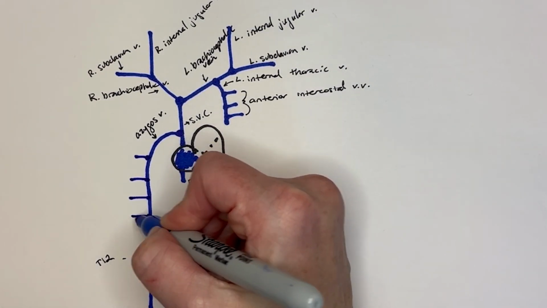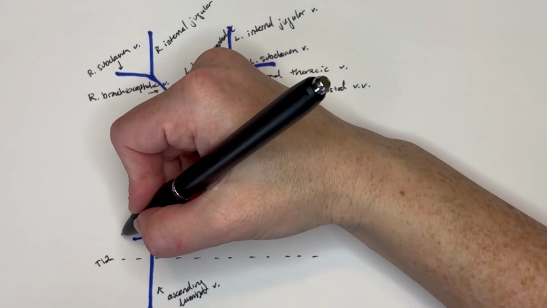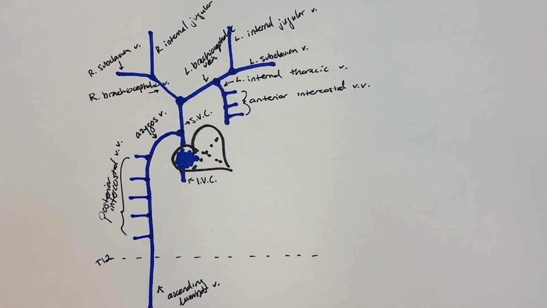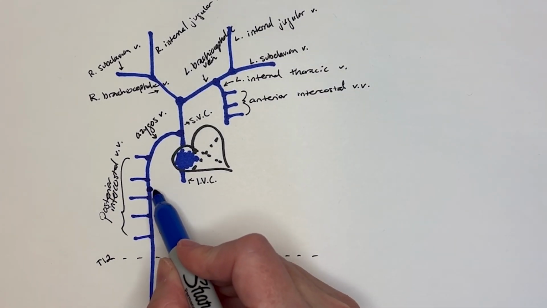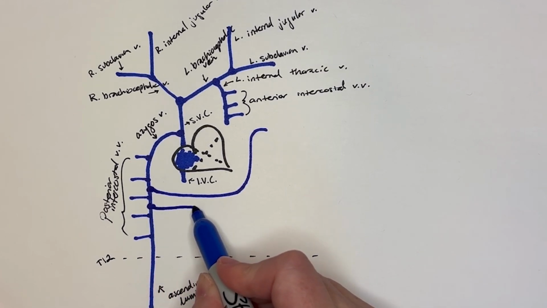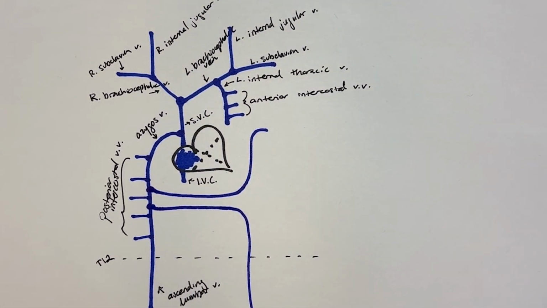Coming off of our azygos vein, we'll have multiple small branches. These are our posterior intercostal veins. And then to get to our left side, we need to take a swing through here. Typically, there are two separate branches. One goes superiorly and one goes inferiorly.